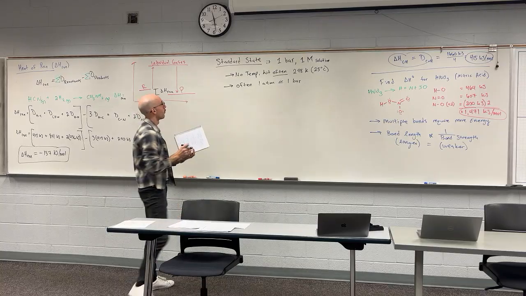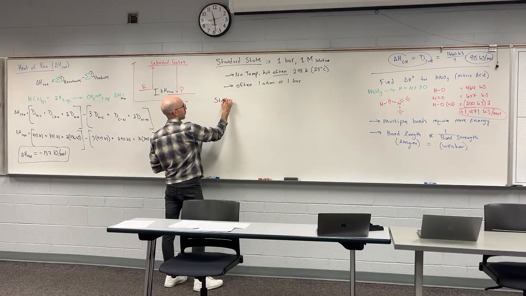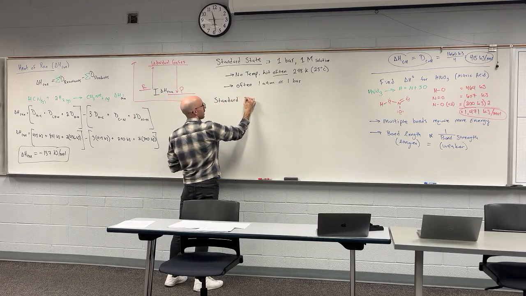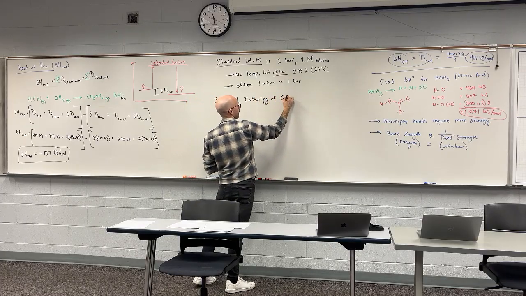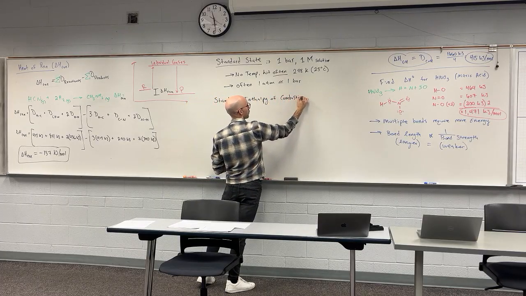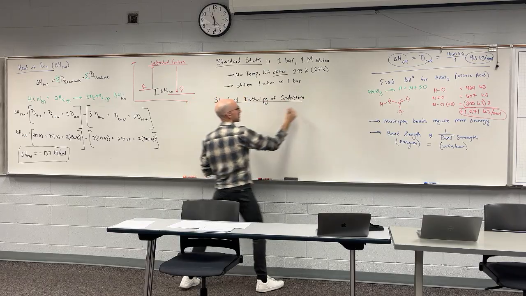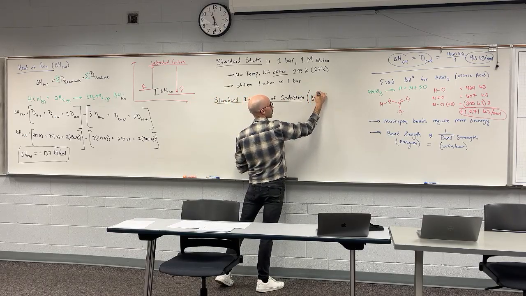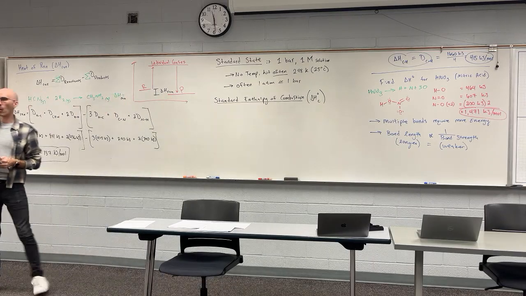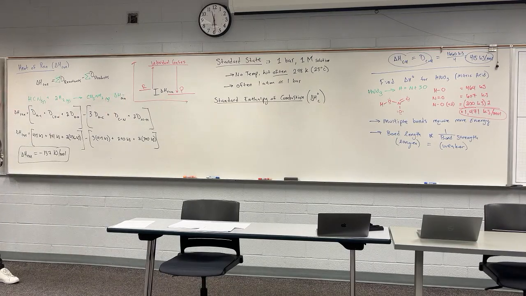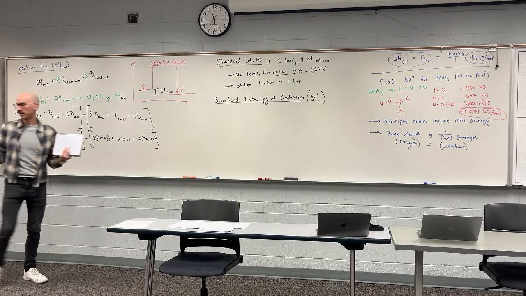So from here on out, we're calling it standard enthalpy of combustion. The standard allows us to put delta H naught and then a lowercase c for combustion. This is also very commonly just called heat of combustion.